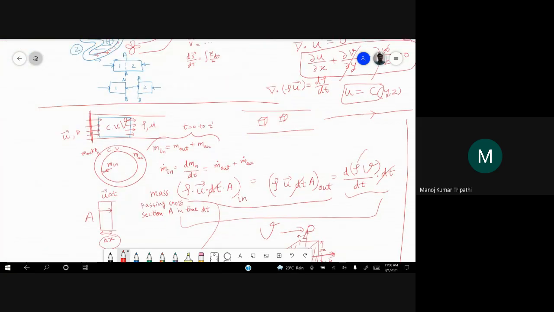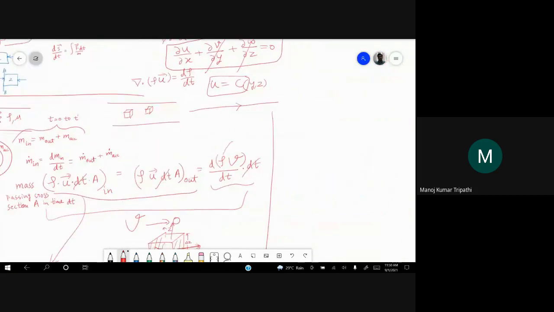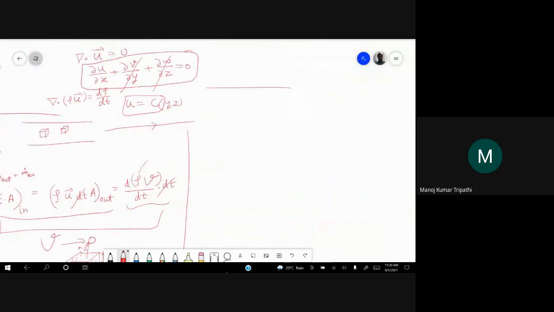So in this pipe flow problem, this is a pipe. If you have velocity u here, you will have the same velocity u along this x axis. That is what it gives. So this gives us the volume conservation or mass conservation formula or equation.